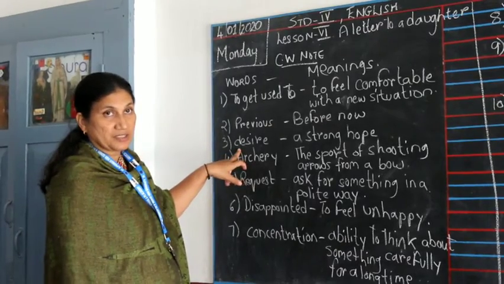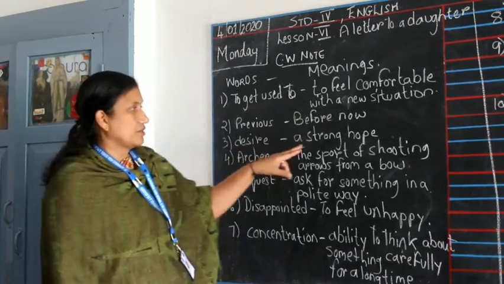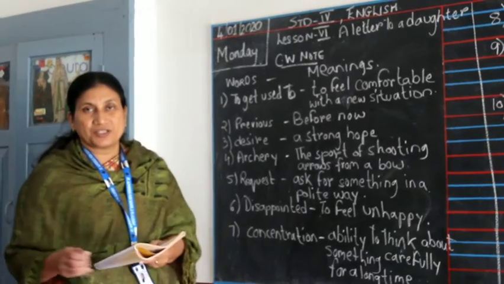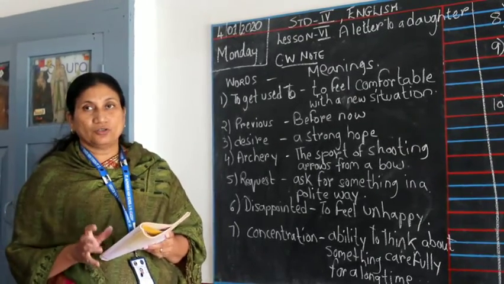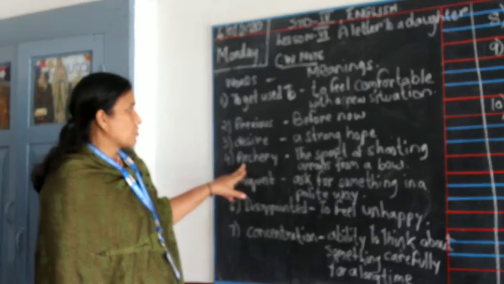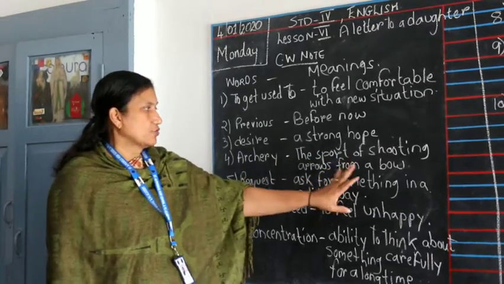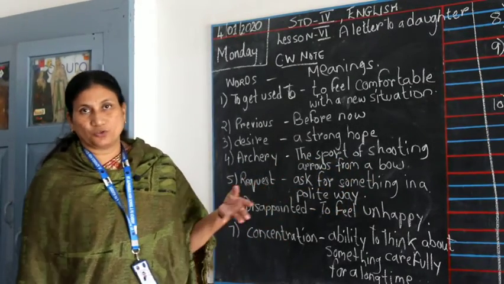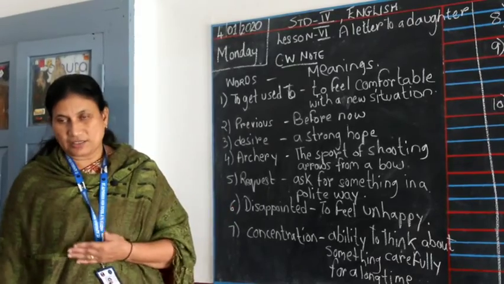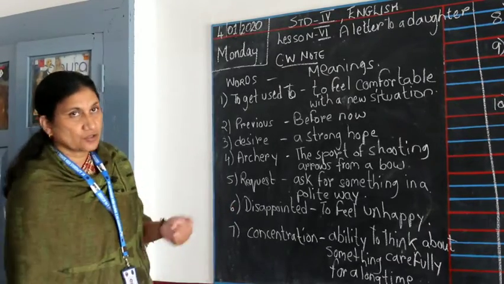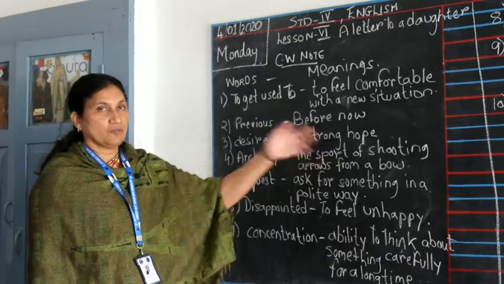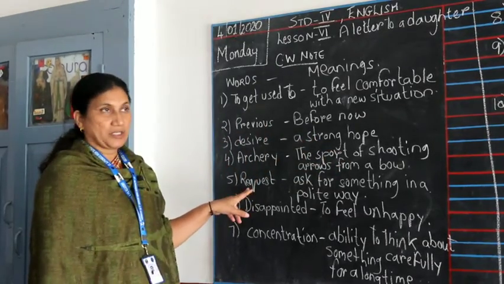Next, third word is desire. Desire means, children, a strong hope. Desire gives you strong hope. Archery, the sport of shooting arrows from a bow. Archery, I have already told you many times in the story, in this lesson, means a sport of shooting arrows from a bow. Next one, request.